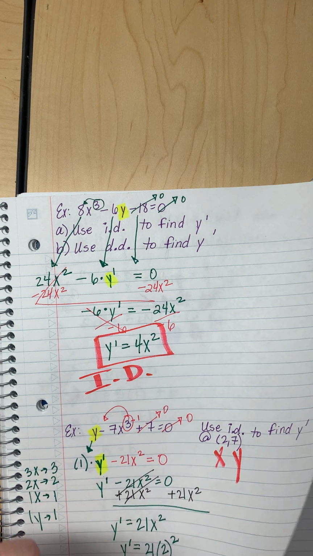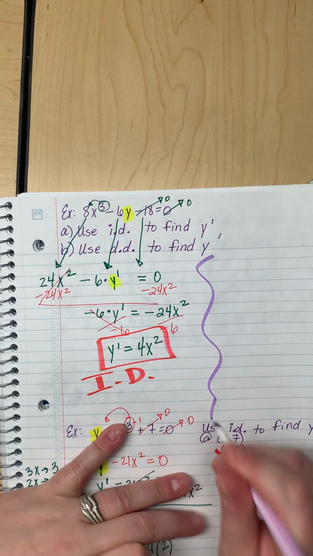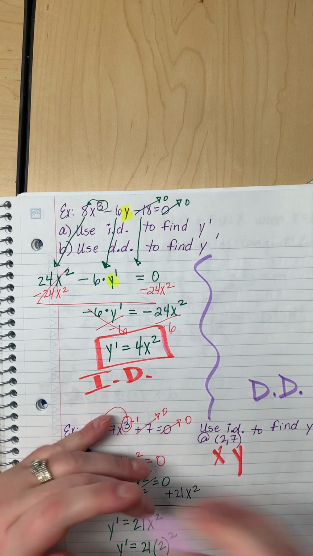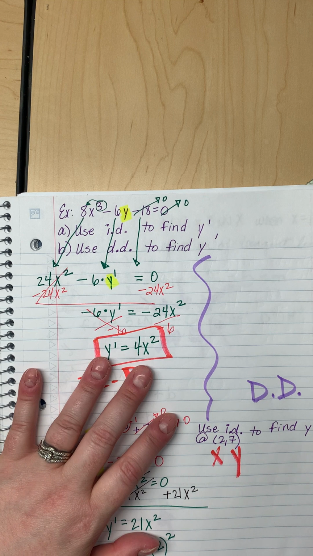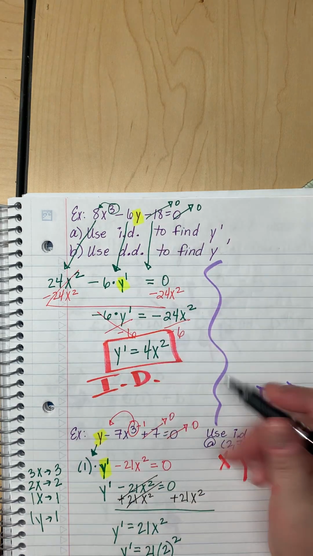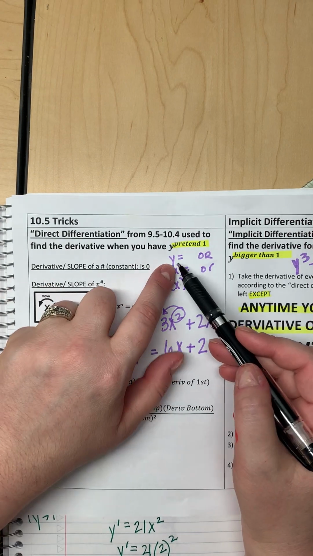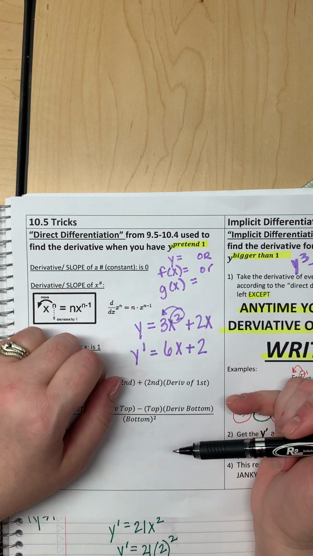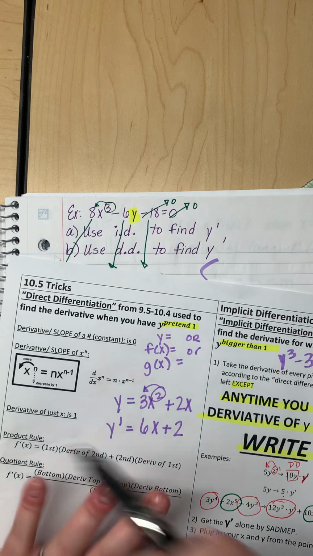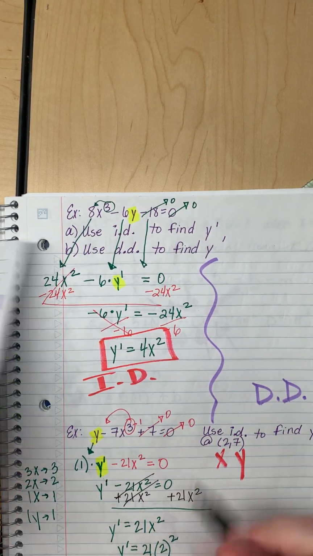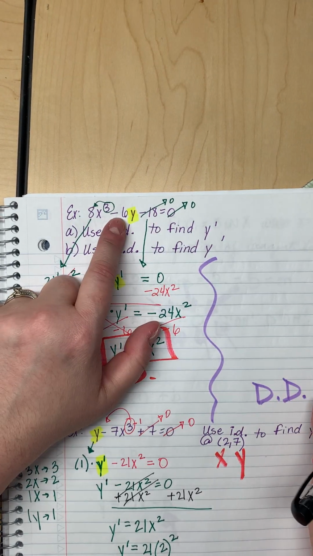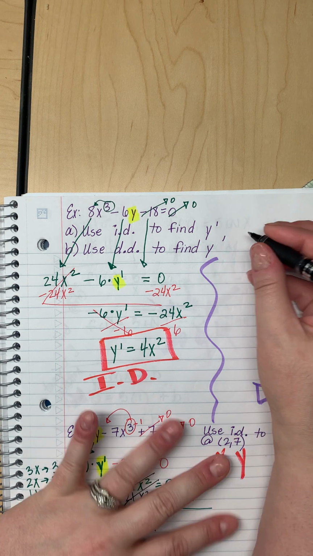Now we're going to find y prime using direct differentiation. To use direct differentiation, first we have to make this equation look like everything we've had in the past, as in, it looks like y equals, or f of x equals, or g of x equals. Anyway, we have to get y by itself first. So for direct differentiation, we have to start out with y equals first. Well, we don't. Let's do it.